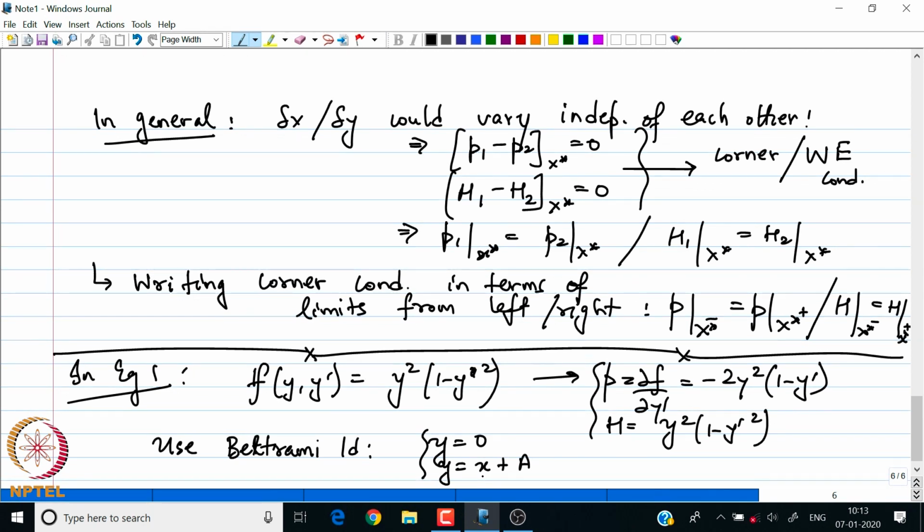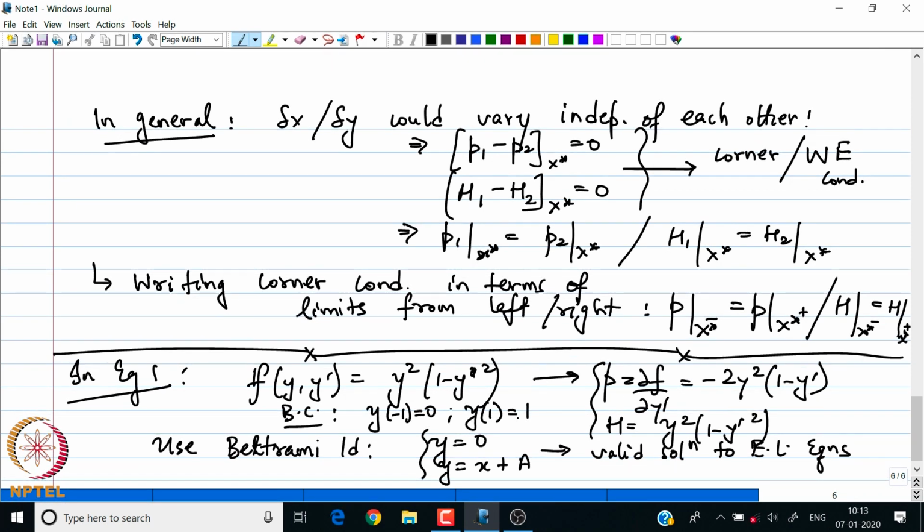Of course, these are all valid solutions to my Euler-Lagrange equations. But neither of them simultaneously satisfies the boundary condition. Recall that my boundary condition was y of minus 1 is 0 and y of 1 is 1.